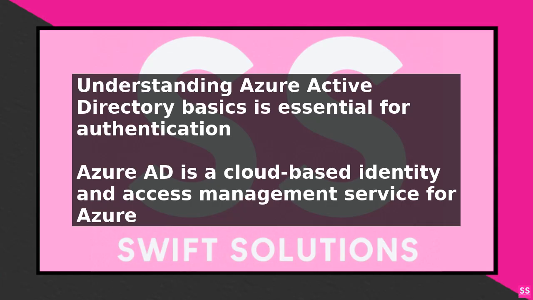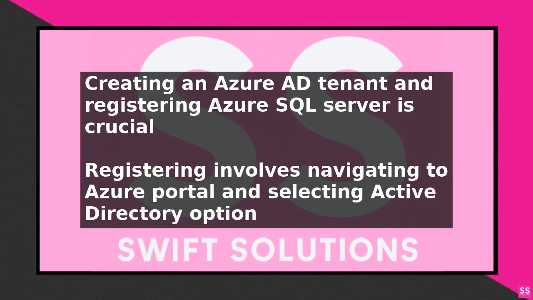The first step in configuring Azure AD authentication for Azure SQL performance tuning is to create an Azure AD tenant and register your Azure SQL server with the Azure AD tenant. This involves navigating to the Azure portal, selecting the Azure SQL server you want to configure, and then clicking on the Active Directory option. You will then need to select the Azure AD tenant you created and follow the prompts to register your Azure SQL server.